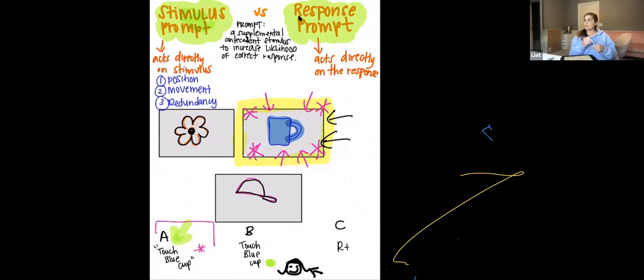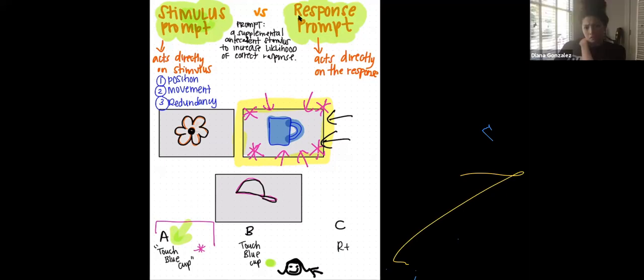And what Casey just wrote in the chat is very important. It is only considered a prompt if, as a result, the person engages in the correct behavior. So I could try to draw all these arrows, the yellow around it, try to move their hand towards the blue cup. But we only know if it was an actual prompt if the end result is them engaging in the correct behavior, right? So you could say it's an attempted prompt. I tried prompting them, but it only served as an actual prompt if they engaged in the correct behavior.